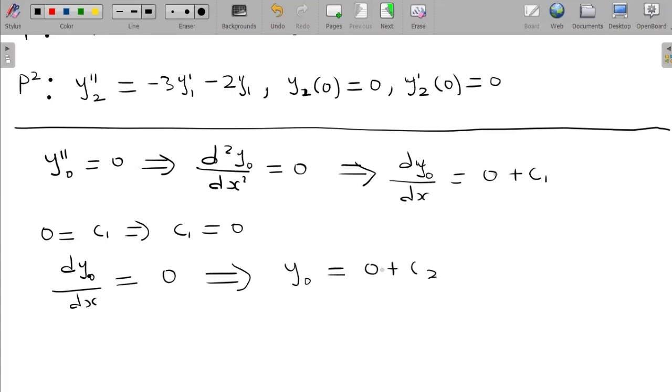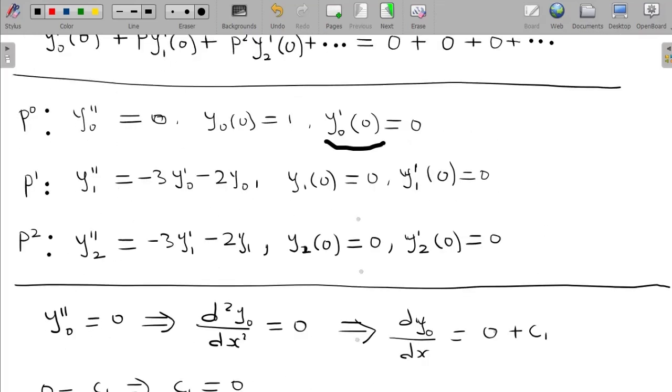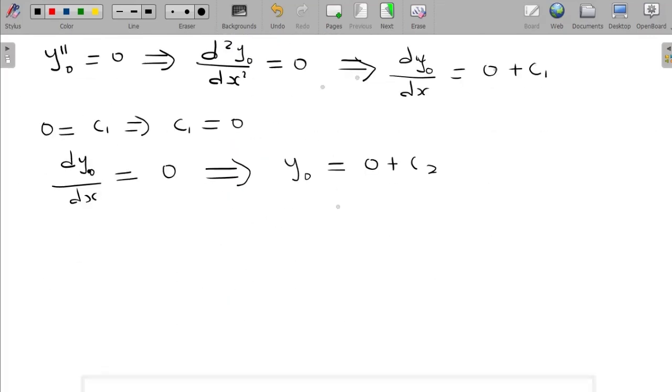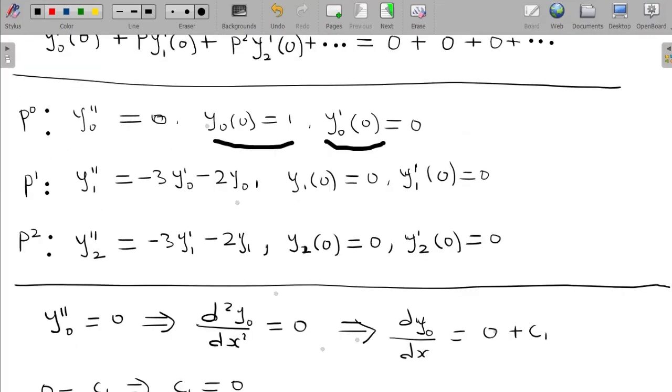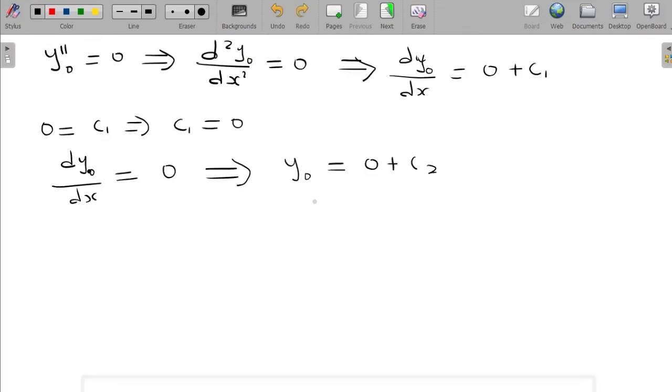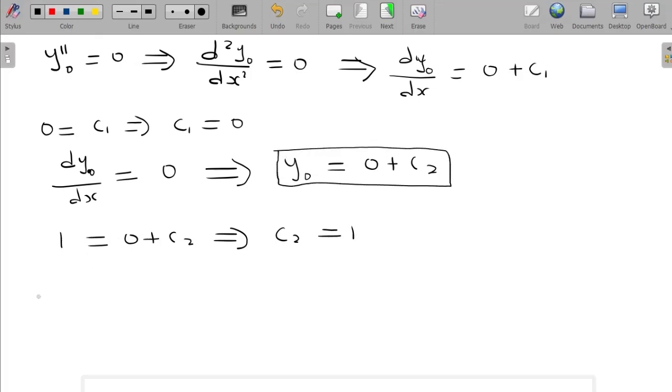So this time around, we are going to apply the second initial condition, y naught of 0 equals 1. Applying that will give us 1 equal to 0 plus C2, which implies that C2 is equal to 1. So we now come back and make our substitution, which means that y naught is equal to 1. This will serve as the first term of the solution.